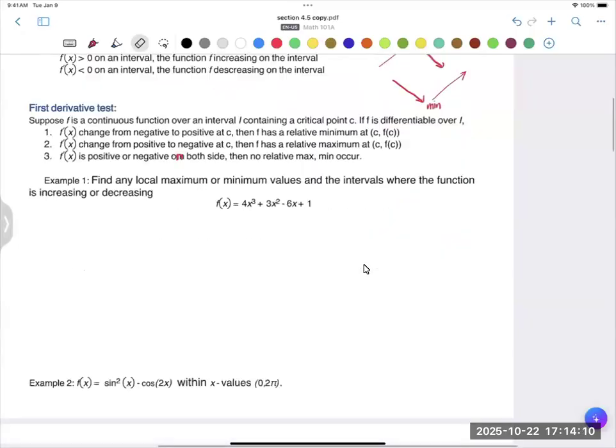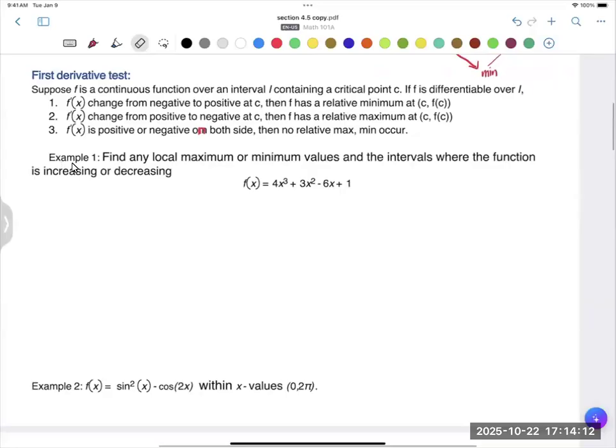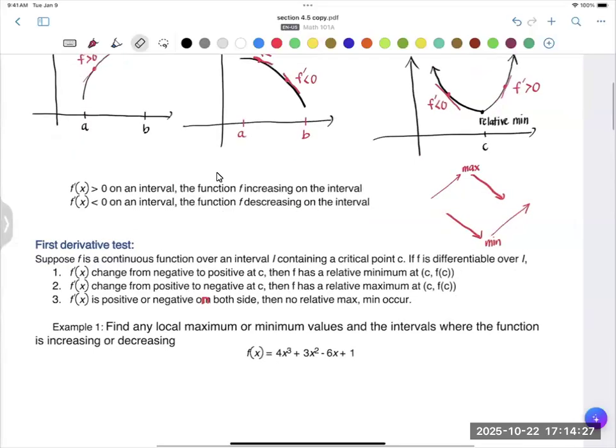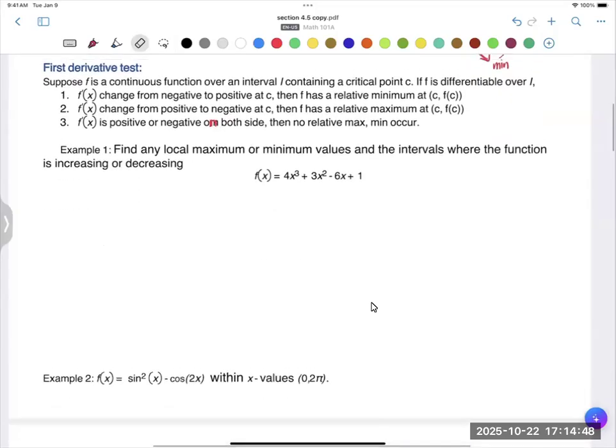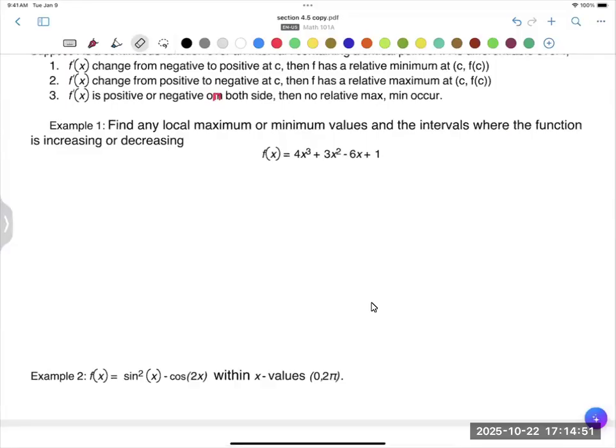All right, so let's apply what we learned to this problem. We want to find any local maximum or local minimum value and the interval where the function is increasing or decreasing. In order to do this, we're going to apply the first derivative test. To determine whether the function is increasing or decreasing, we need to see whether the derivative is positive or negative on that interval. And then from that, we're going to find out whether it's a max or min. So pretty general, right? A common question for calculus: we want to find local max and local min.